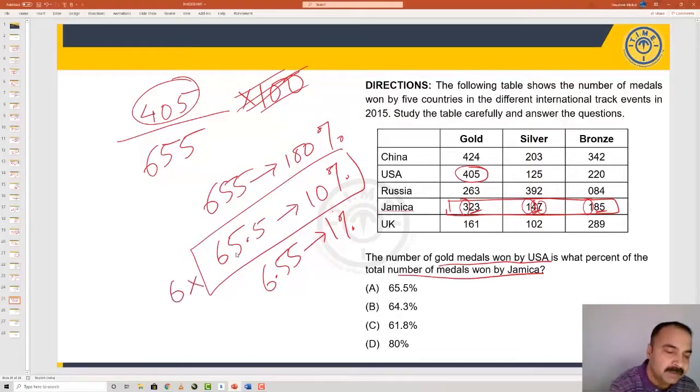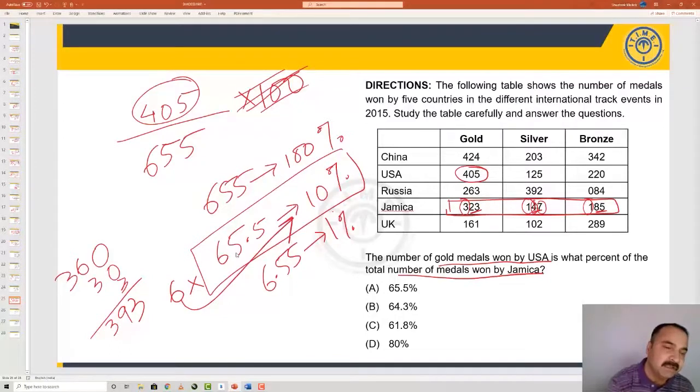So if I do into 6, I will get 6 6s are 36, so 360. I will get 5 6s are 30. I will get 0.5 6s are 3. So I will get 393. So if I do 6 times, that means 60%, I reach 393. I need to further move how much? 12 more. 393 plus 12 will take me to 405.